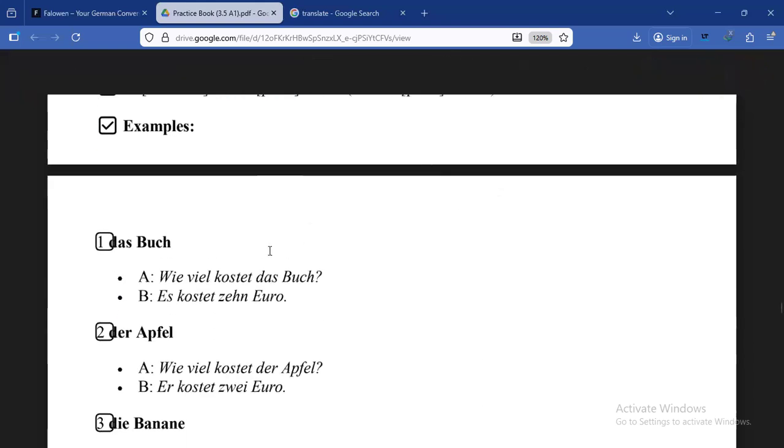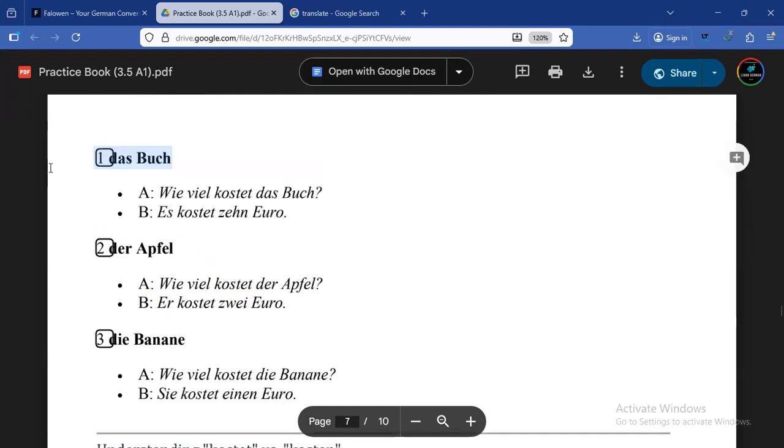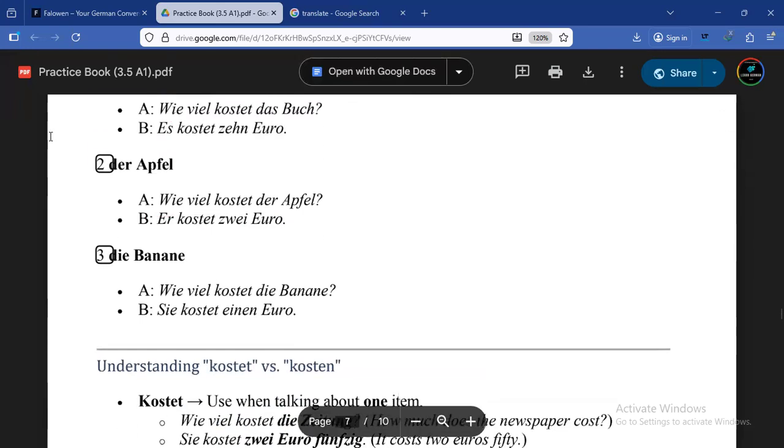Yes. So when the word is neuter, we are going to use "es". So "wie viel kostet das Buch" is going to be "Es kostet zehn Euro." And the Apfel, "wie viel kostet der Apfel", since this one is masculine, is going to be "Er kostet 5 Euro." And "wie viel kostet die Banane", since Banane is feminine, then it's going to be "Sie kostet einen Euro."